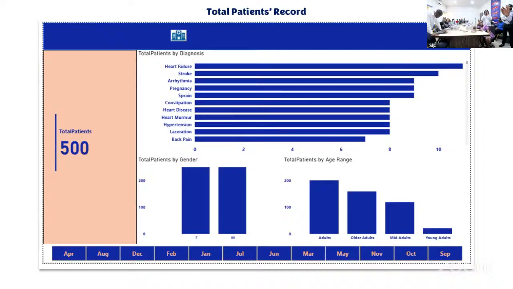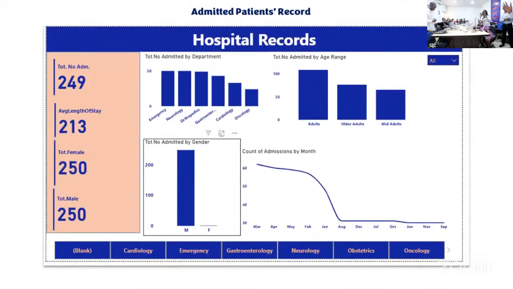We have from heart failure to back pain, and then these are the total number of patients by gender and total number of patients by age range. Like you said, we classified our data based on age range: from 20 to 30 is young adults, from 30 to 40 is mid adults, from 40 to 50 is adults, then 50 and above are older adults. Next slide. Then we also took notice of the admitted patients record.